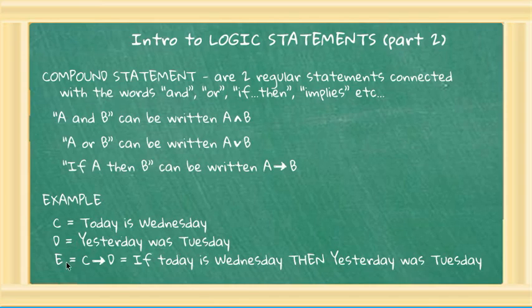Okay, and then if I have a new statement E that says C implies D, or if C then D, that would read: if today is Wednesday, the C statement, then D has to be true, yesterday was Tuesday. Okay, if C then D, if Wednesday then yesterday was Tuesday. Again, we're just introducing this, so we'll see a lot more examples, but we want to get the symbols down first, and then we'll look at the next one.